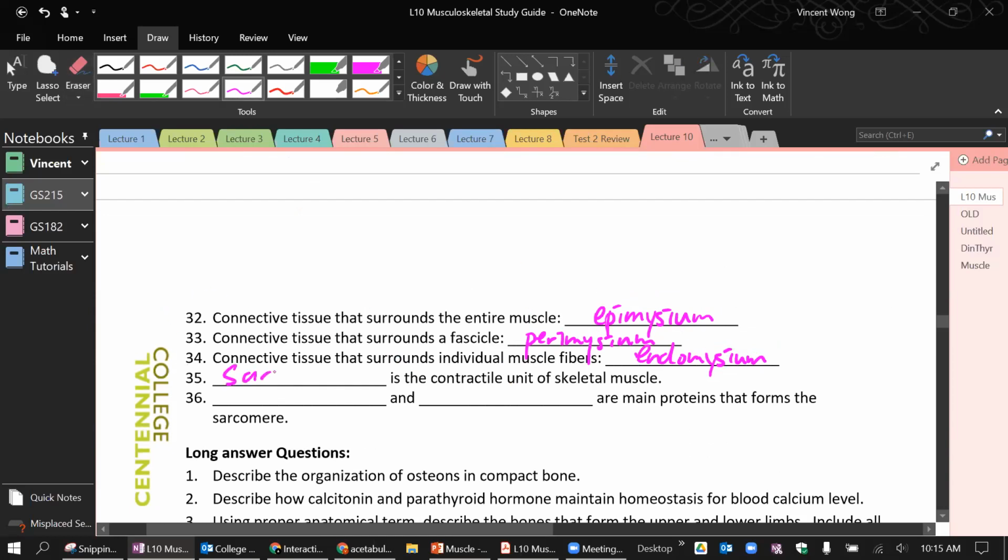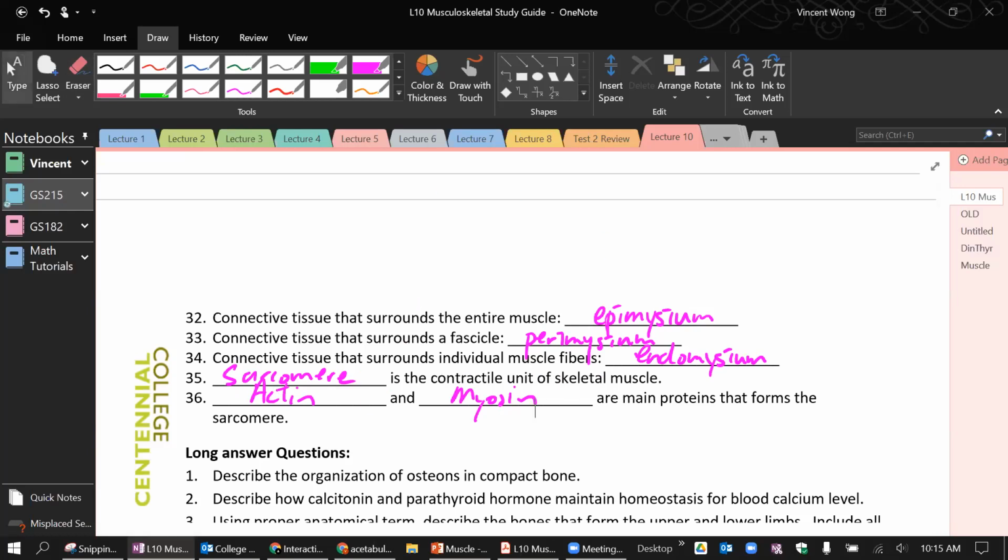The sarcomere is the contractile unit of skeletal muscle. And the 2 main proteins that make up the sarcomere are the actin and the myosin. The myosin grabs onto the actin, shortening the sarcomere, resulting in contraction.